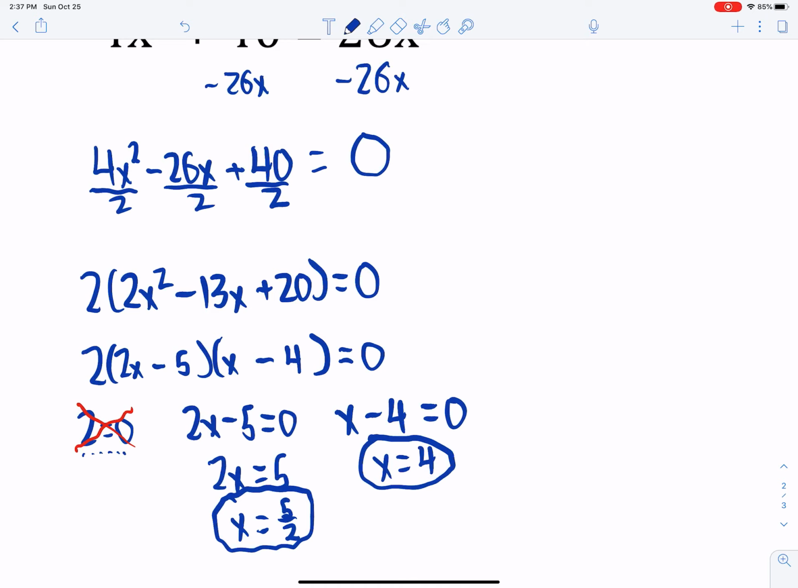So when that greatest common factor at the front has a variable in it, you're often going to end up with x equals 0 as one of your answers. When that greatest common factor at the front does not have a variable in it, it's not going to give you an answer because there's no x in it.